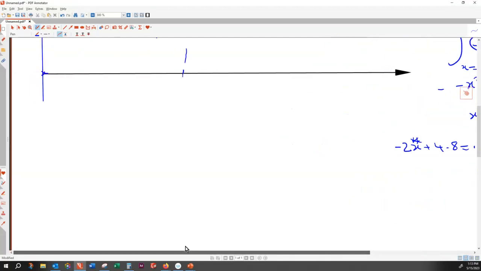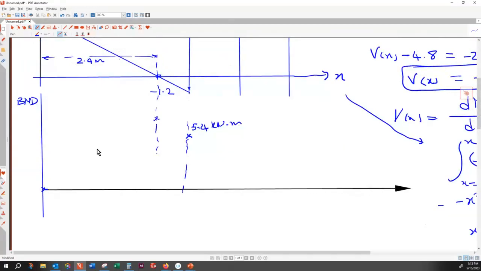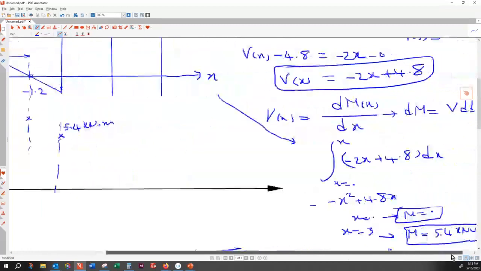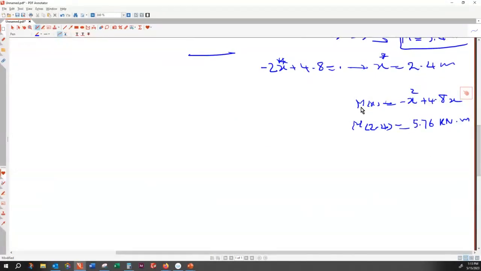So now I know that the bending moment here is a quadratic. A quadratic with a negative coefficient is an upside down curve, an upside down cup. So this would be a quadratic curve like this one, and that is the maximum. The maximum is 5.76.